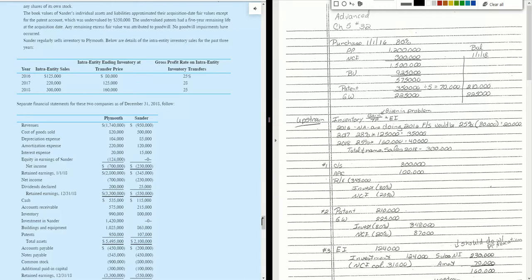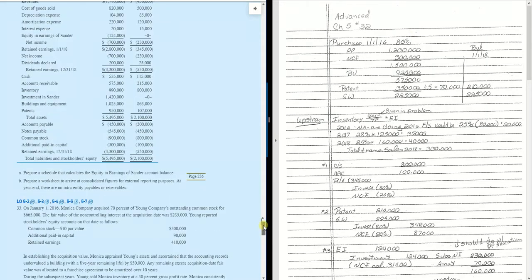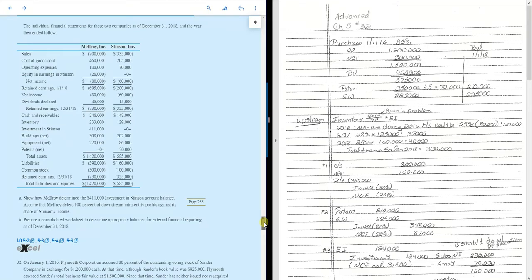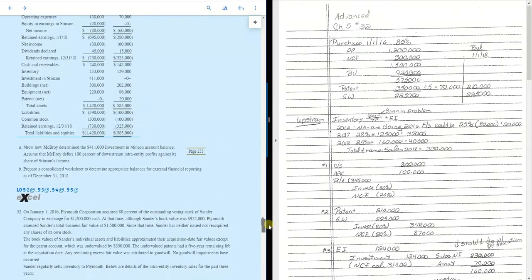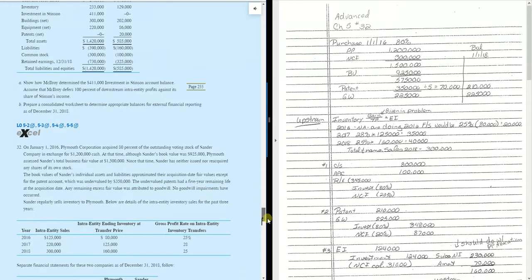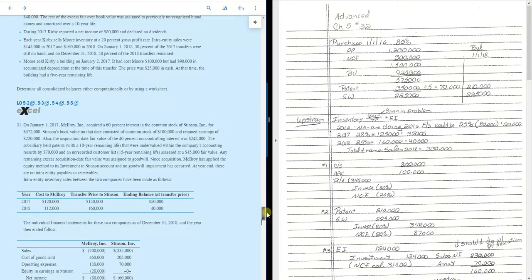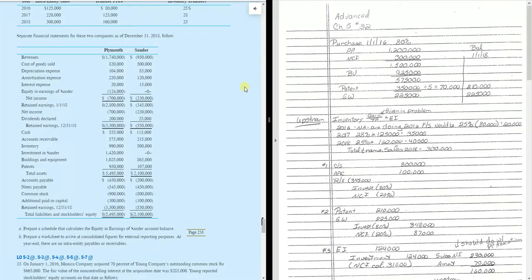Oops. Okay, so here's my... where in the world did it go? It disappeared. Okay, I found it again.